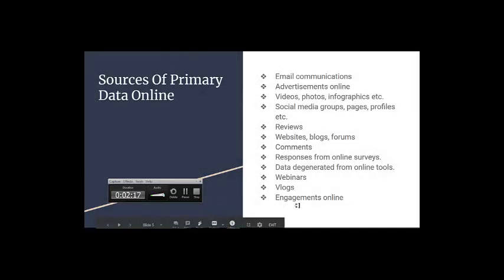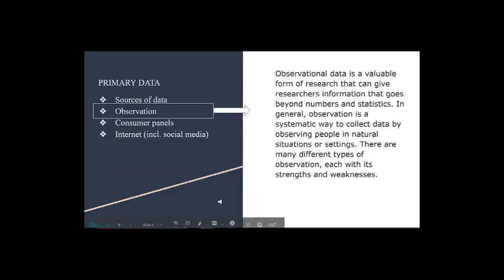There are several sources of primary data, and it could be from email communications, it could be from advertising online, it could be from videos, photos, infographics, social media groups, pages, profiles, websites, blogs, forums, comments that people leave on chats, online under videos. It could be responses that were generated from online surveys like the one that we had in class. These are all sources of primary data, and even more.